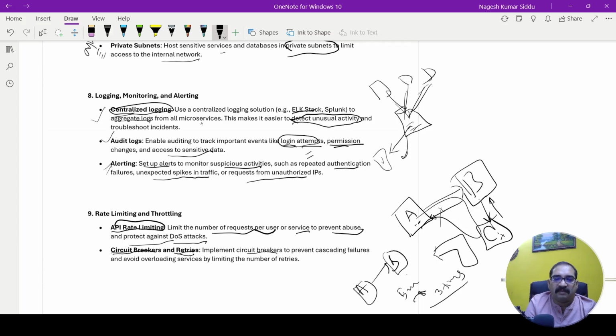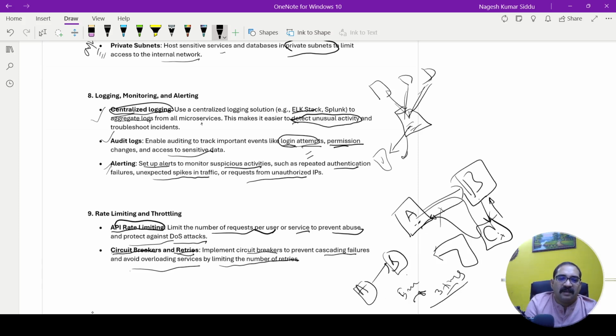So implement a circuit breaker to prevent cascading failures from one service to another service to another service, and avoid overloading services by limiting the number of retries. Like we will only limit to 3 times retrying or 5 times retrying, so that it won't keep on retrying an unlimited number of times, right?